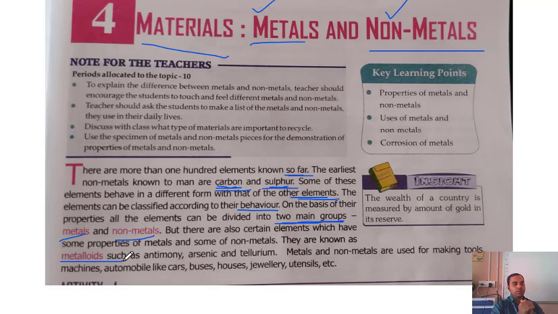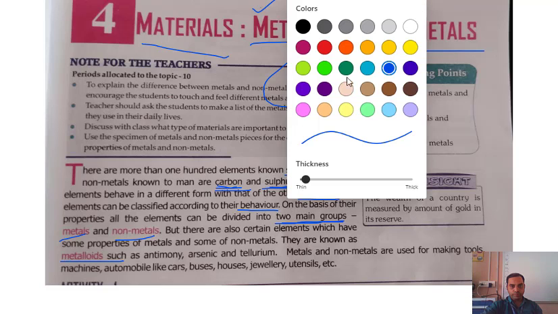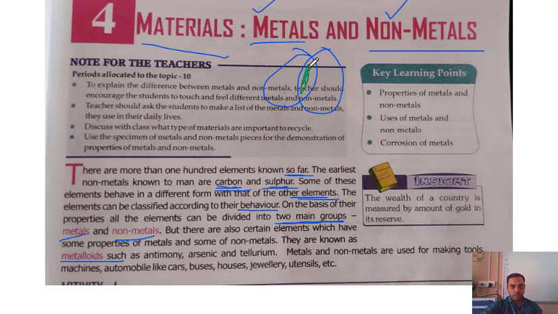So broadly, all the elements can be categorized into two groups. One is metal, one is non-metal. But there are certain elements that show some characteristics of metal as well as some characteristics of non-metal. If I give an example, suppose this circle includes metal, this circle includes non-metal. So here, in this middle portion, the element has some characteristics of metal as well as some characteristics of non-metal. So here we can say that this is metalloid. About metalloids we will discuss in the coming classes.